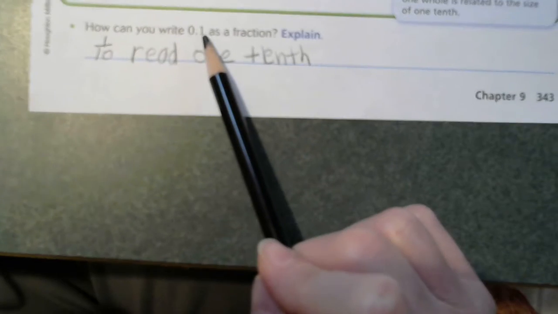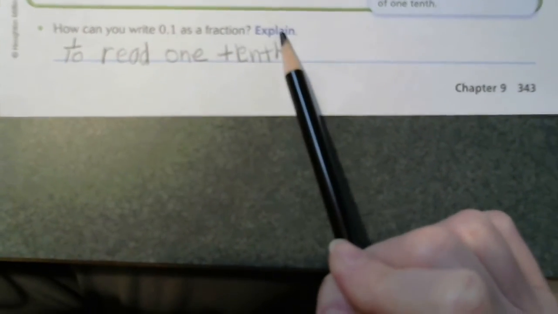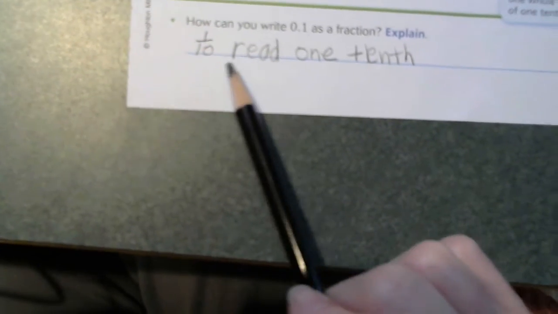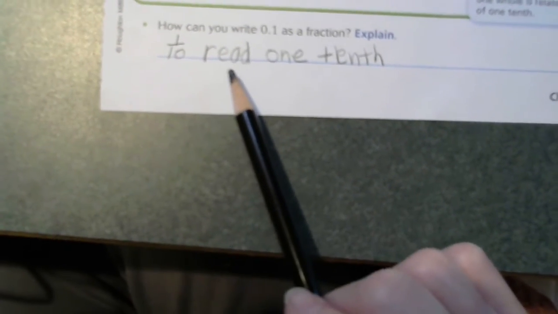And our last question is how can you write 0.1 as a fraction? 0.1 as a fraction is 1 over 10. So 1/10, and we read it one tenth.